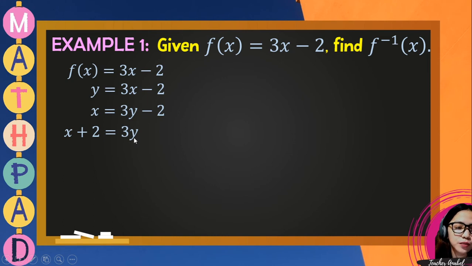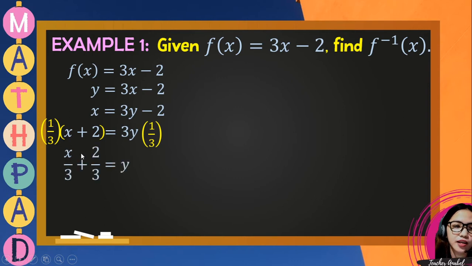And using multiplication property of equality, we multiply both sides by 1/3, right? And then we will have here x times 1 is x over 3, and then 2 times 1 is 2, so that is 2 over 3. And here, 3 times 1/3 is 1, so 1, y na lang. So kapag wala nang kasama yung y natin dito, we can rewrite this. We can replace y by the inverse of f of x, and then we have this.